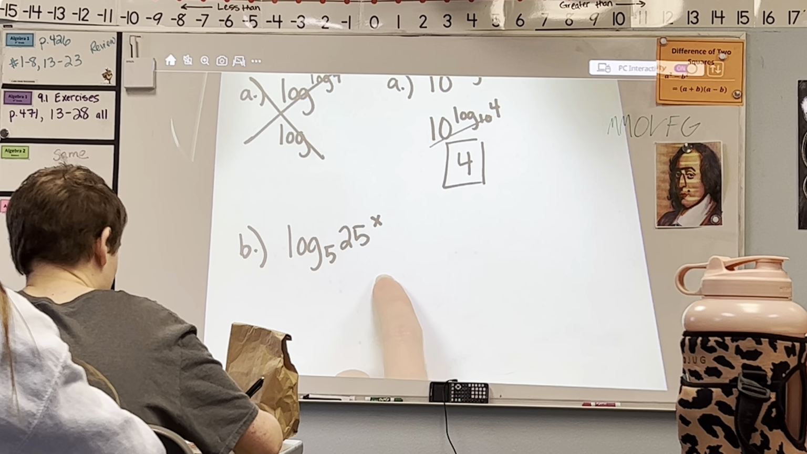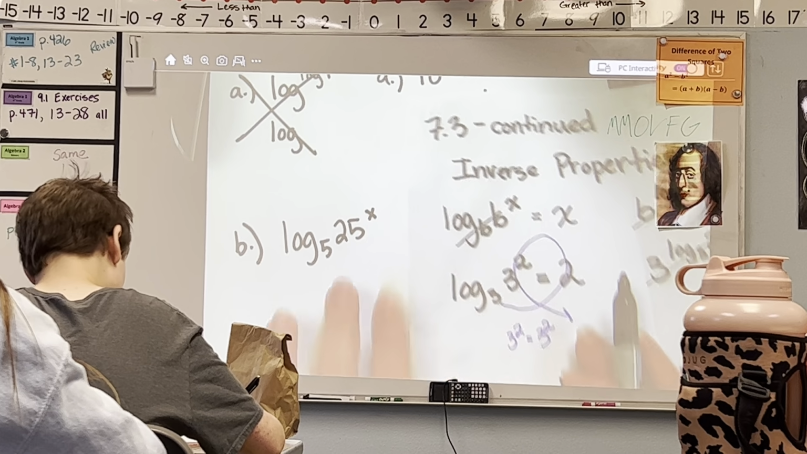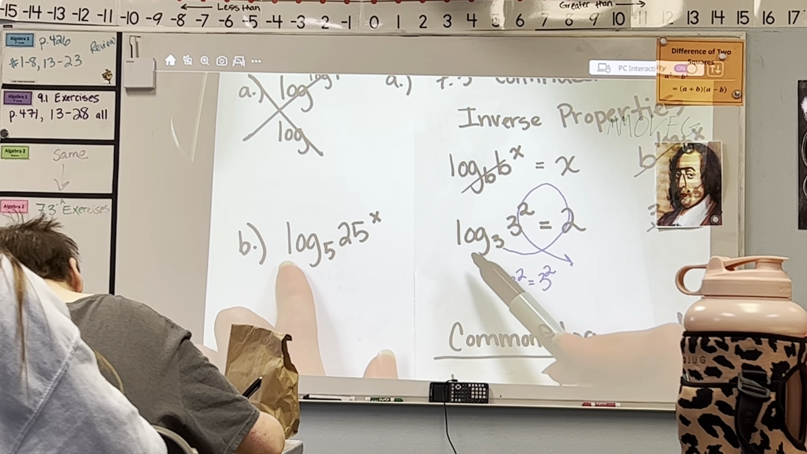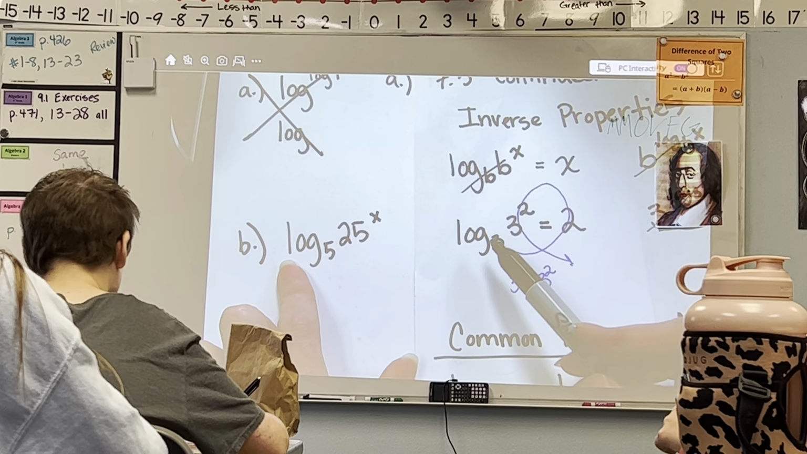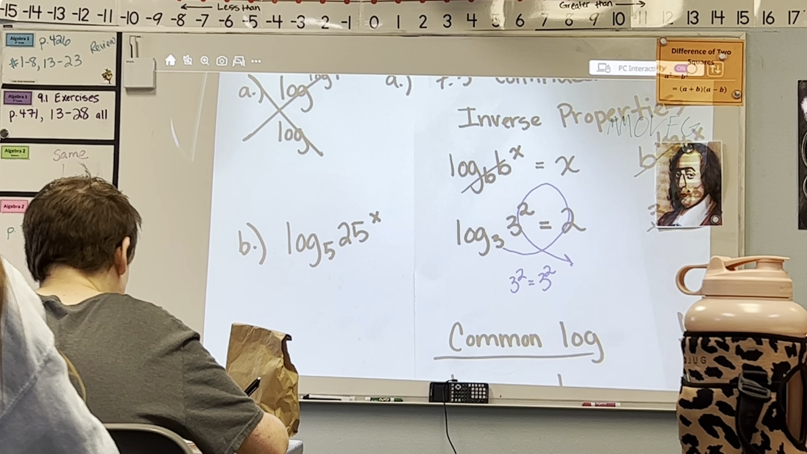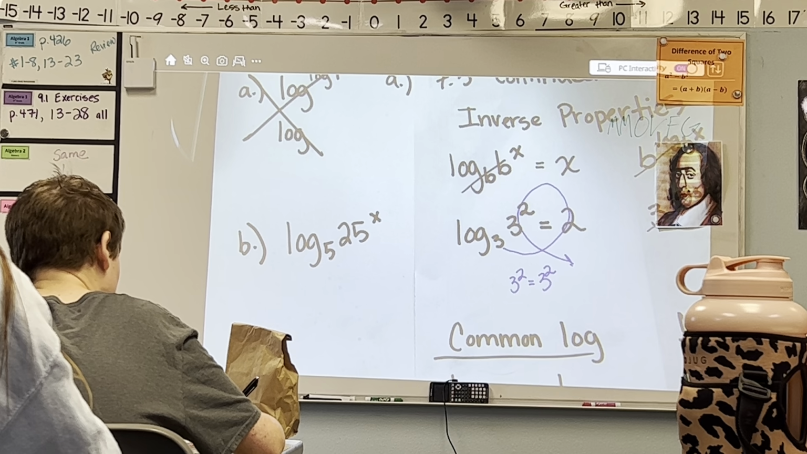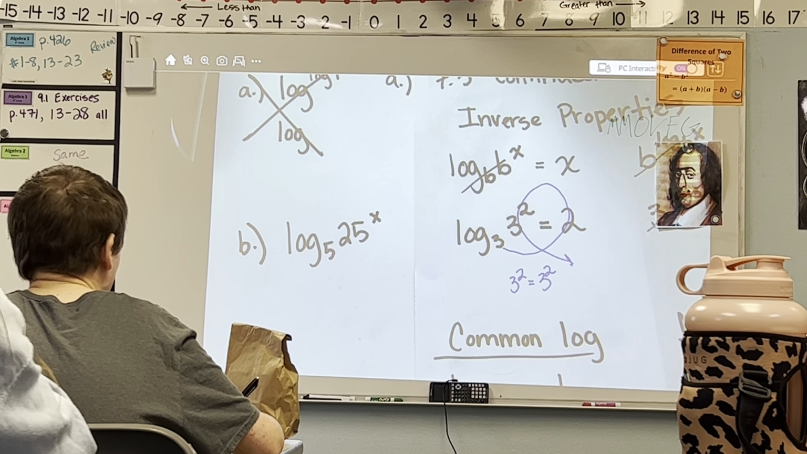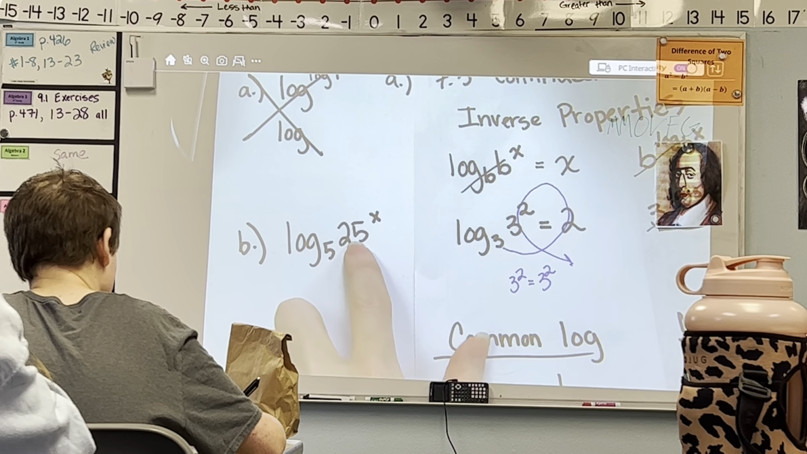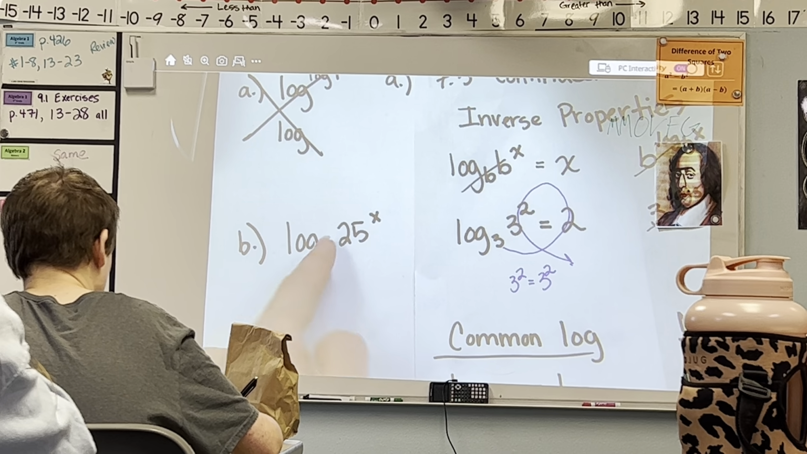Log base 5 of 25 to the x. It's not 5. You can only cancel these out, remember, if they're the same number. So this and this would have to match in order for me to cancel them out. Sometimes you can turn numbers into a form of the other. Can 25 be turned into a form of 5? Yep, 5 squared. If you were to write 25 in terms of 5s, you could say it's 5 times 5, or you could say it's 5 squared. Okay, 25 is the same thing as 5 squared.